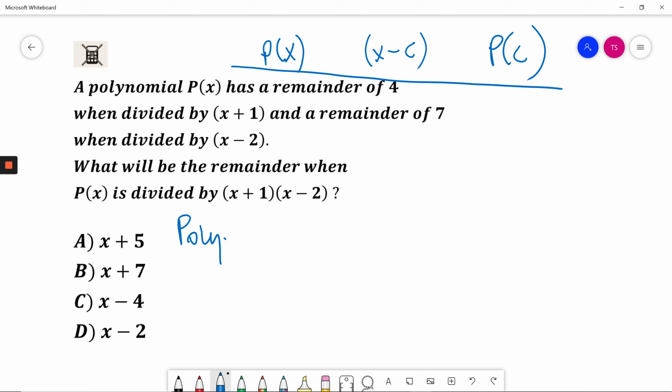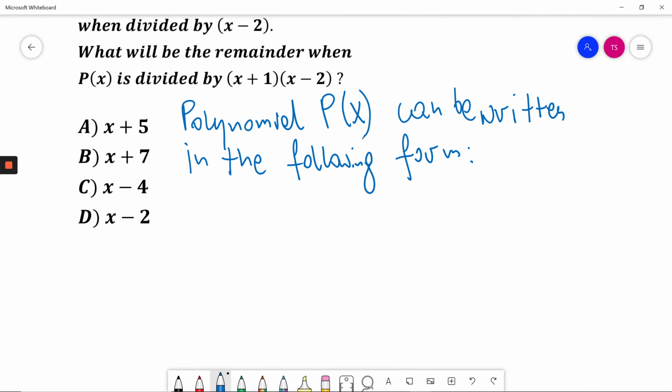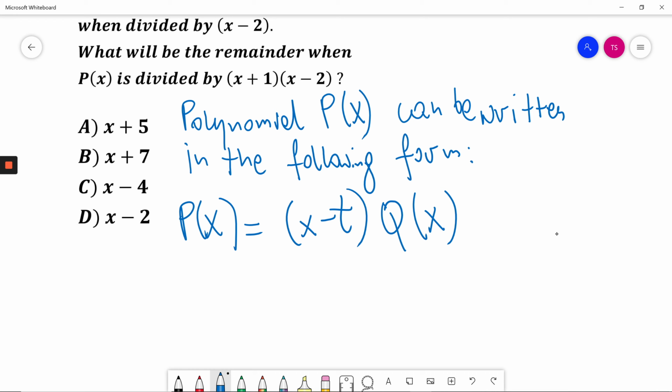Polynomial p of x can be written in the following form. p of x can be like x minus t times another polynomial q of x plus r, where r is called the remainder.